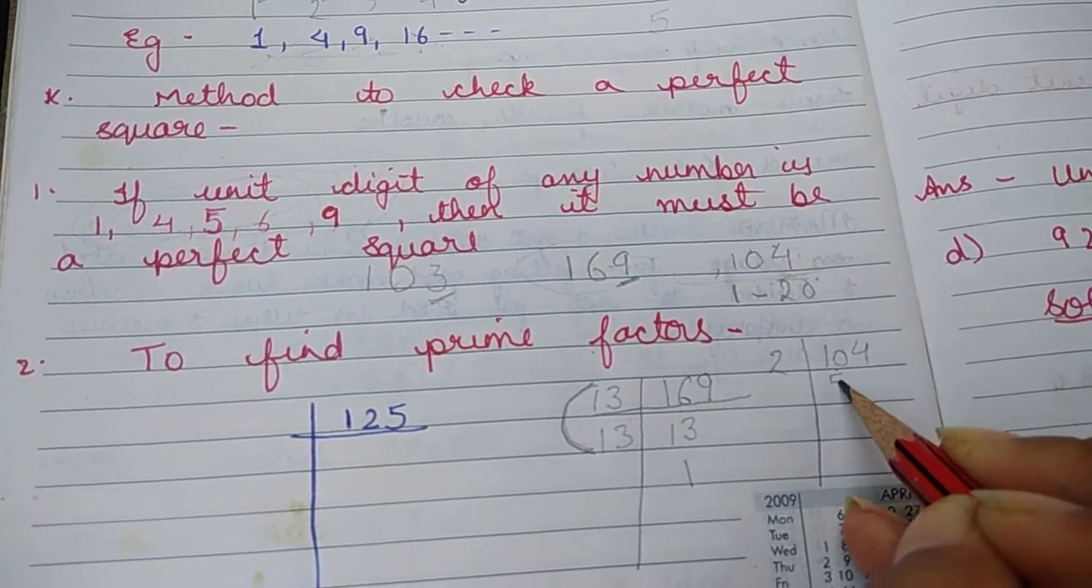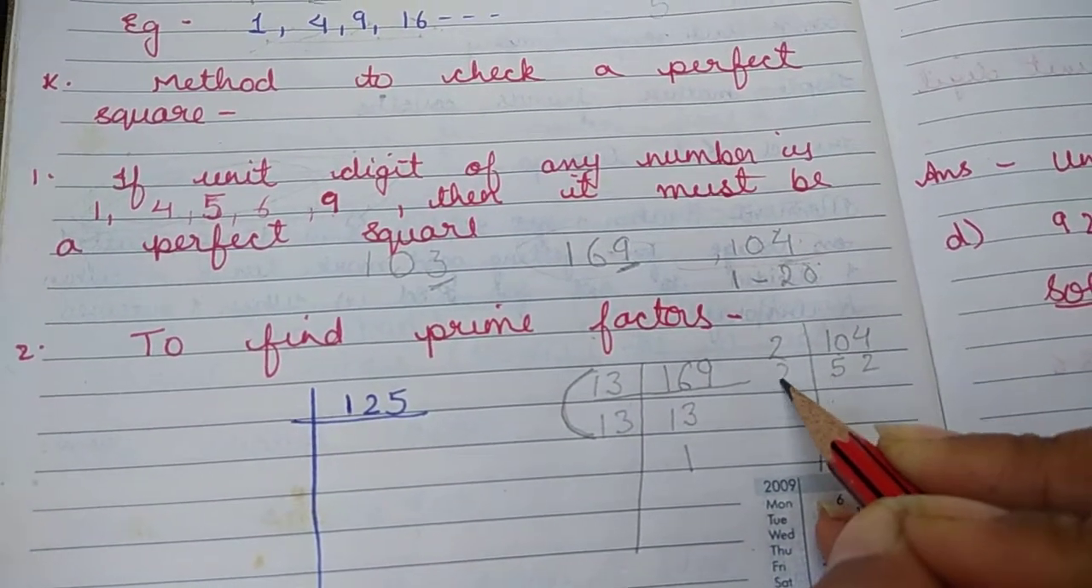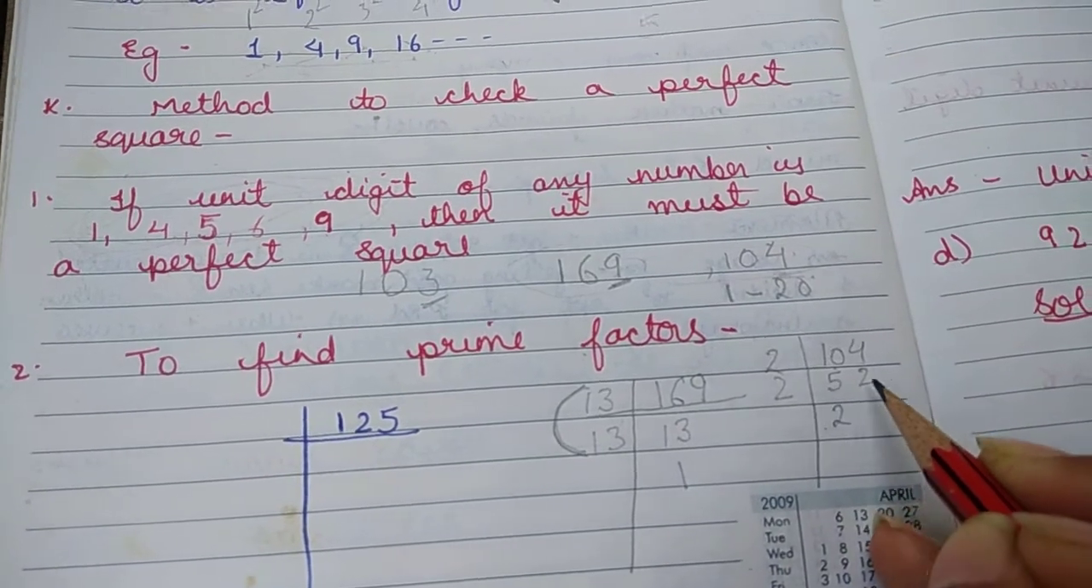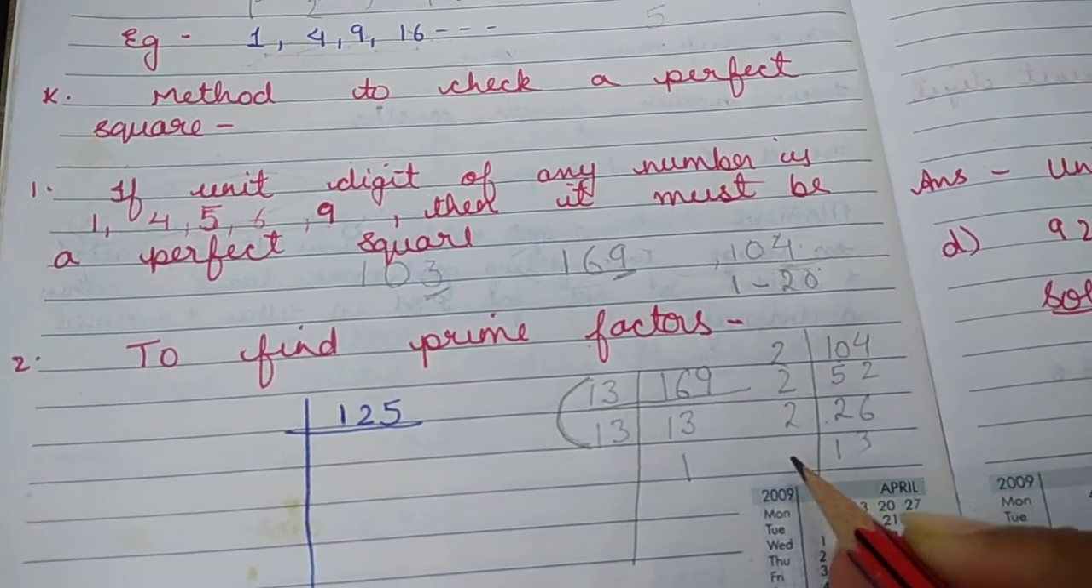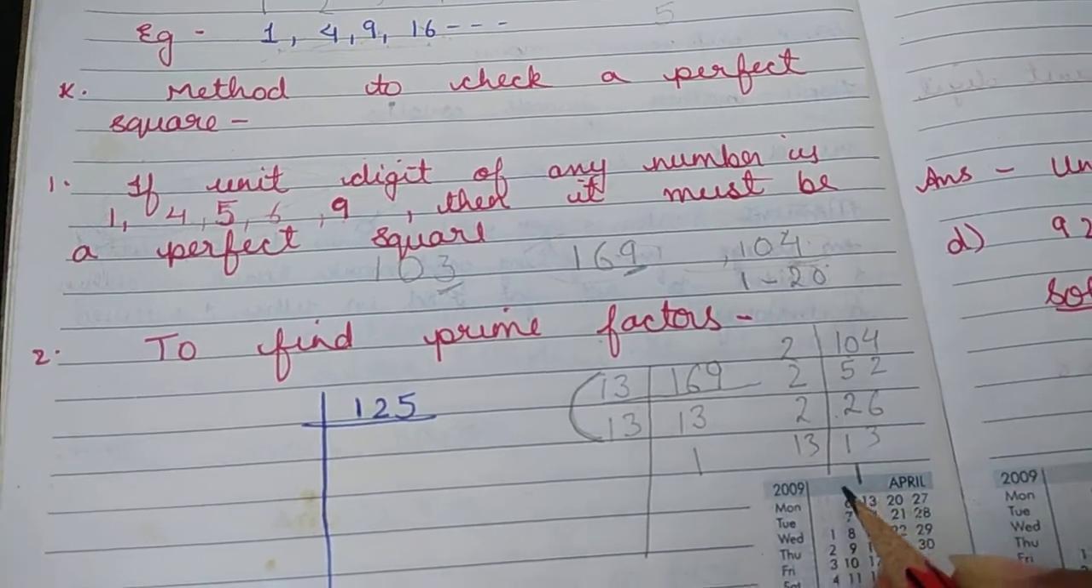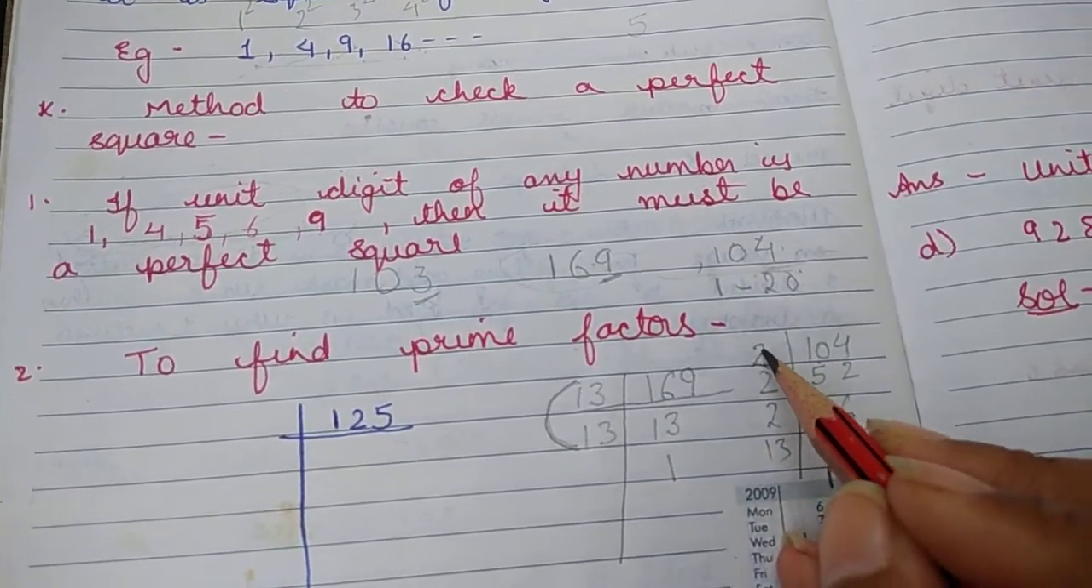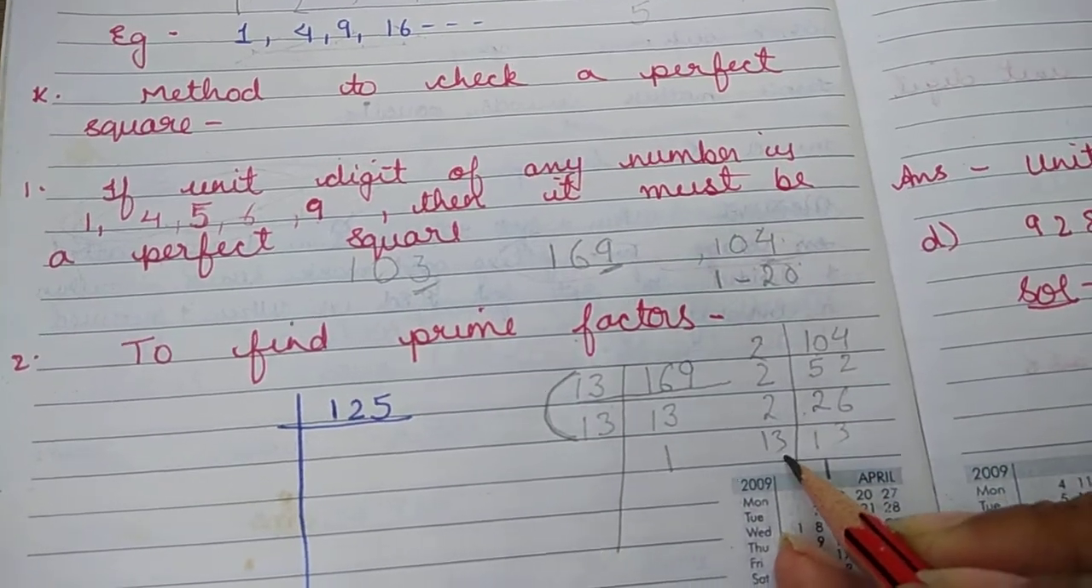2 5s are 10, 2 2s are 4, then 2 2s are 4, 6 are, then 2 1s are 3s are, and then 13 1s are. Now see what numbers I'm getting. I've got 2 2 2 and 13.